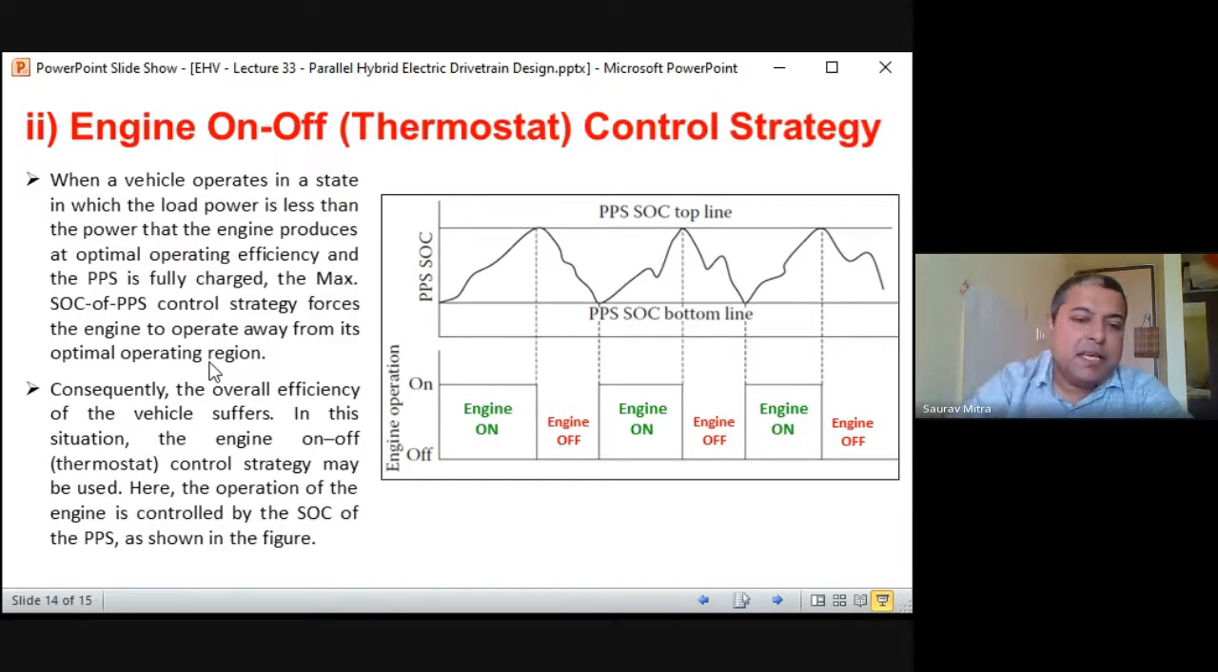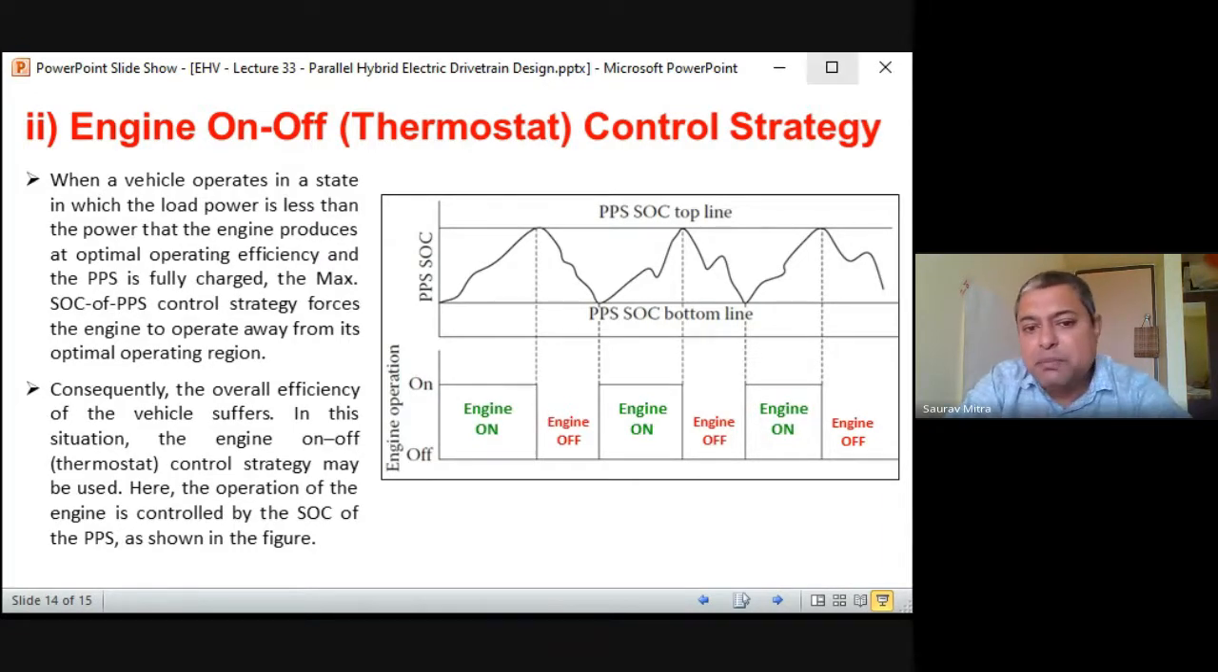That means in this case, the engine first charges the PPS to the maximum top line, and after that the engine is shut off. Whenever the PPS is charged up to 100%, the PPS tells the engine, okay, you sleep, I will take care. So the PPS will supply all the power to the load, that is, it will come down to 70%. As soon as it comes down to 70%, the engine will be started again. When the engine is started, it is doing two jobs.